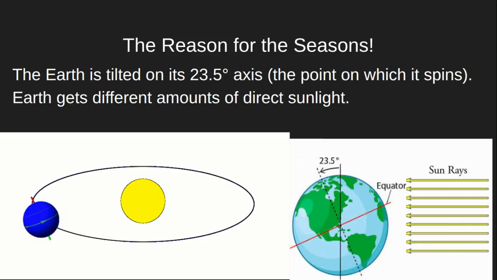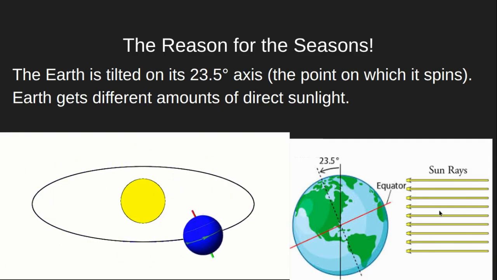So, the reason for this, and I'd like you to write this down, is that the Earth is tilted on its axis. We mentioned before that the axis is the invisible line on which it spins. But you'll notice that instead of it just being straight up and down, every globe you've ever seen is tilted just a little bit, precisely 23.5 degrees. And because of that, the Earth gets different amounts of direct sunlight.